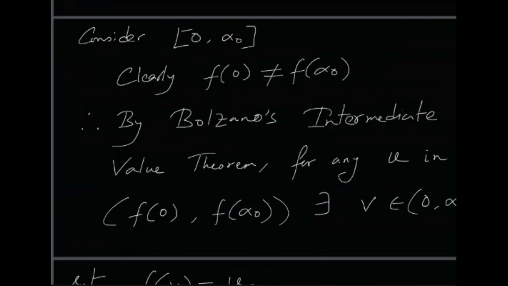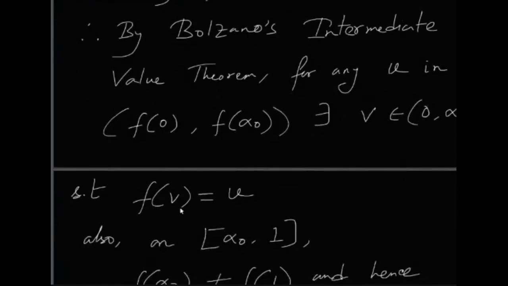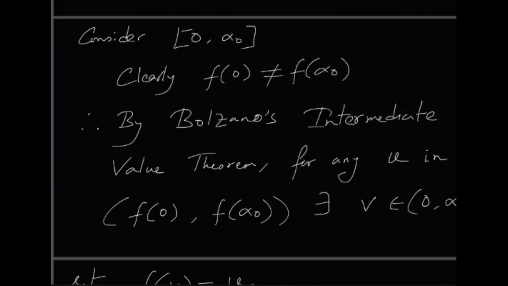So it says that since f of 0 and the function is obviously continuous, right? In this interval 0 comma alpha naught, this function is continuous, and f of 0 is not equal to f of alpha naught. So by Bolzano's intermediate value theorem, if you take any point u in this interval between f of 0 and f of alpha naught, there exists some point v in 0 and alpha naught such that f of v is equal to u. Bolzano's intermediate value theorem is given in the Bartle-Sherbert book. You can just refer to that book. It's very nicely written and explained.